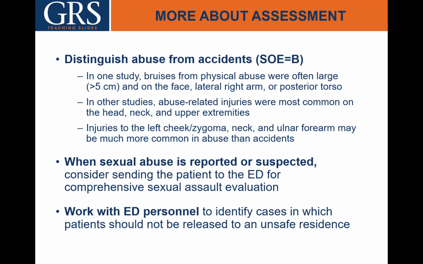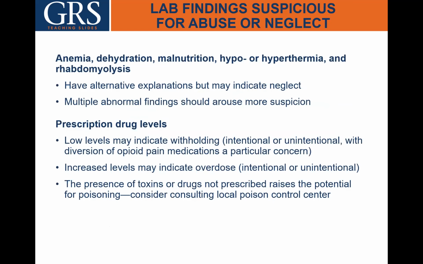When sexual abuse is reported or suspected, we may consider sending the patient to the ED for a comprehensive sexual assault evaluation, and also work with the ED personnel to identify those cases. For the labs, if you find a patient has anemia, dehydration, malnutrition, hyperthermia, or rhabdomyolysis, you also need to consider physical abuse or other types of mistreatment. For prescription drug levels, a low level means withholding medication, while a high level may indicate overdose.